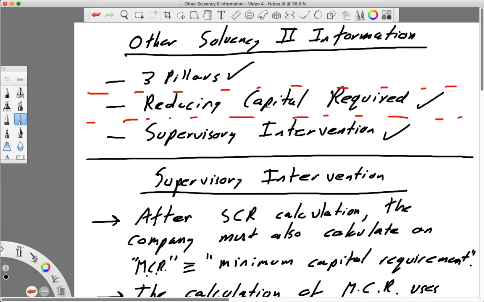And on the supervisory intervention stuff, you just need to know that there's not just an SCR calculated, but also an MCR. And depending on how low solvency falls, that will impact the extent to which the regulator is just having a chat with you, or whether the regulator is really strongly intervening in the running of the company in order to protect policyholders. Okay, let's stop there.